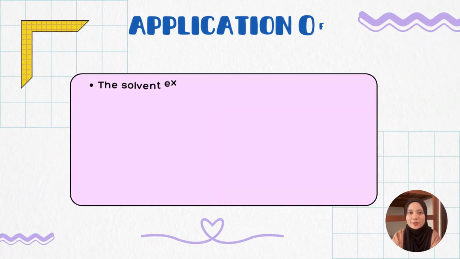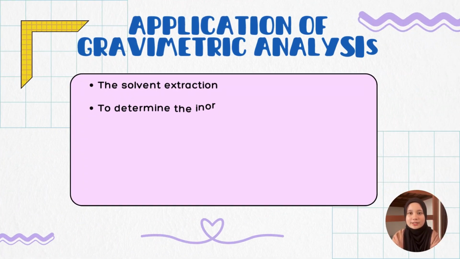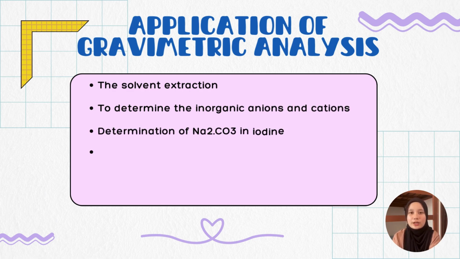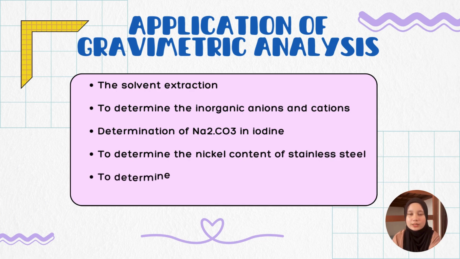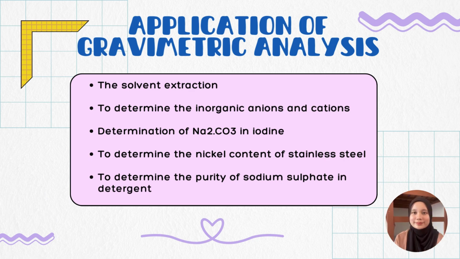For this slide, we will go through the application of gravimetric analysis. Firstly, solvent extraction. Solvent extraction involves separating a compound from a mixture by dissolving it in a suitable solvent. In gravimetric analysis, this technique is used to isolate and quantify a specific component based on its solubility. The second is to determine inorganic anions and cations. The ions are precipitated as insoluble salts, which are then filtered, dried, and weighed.